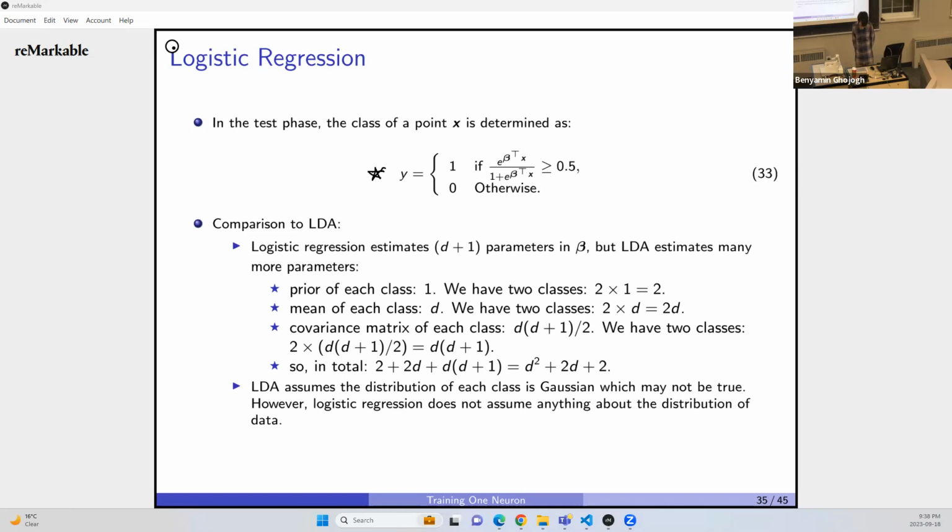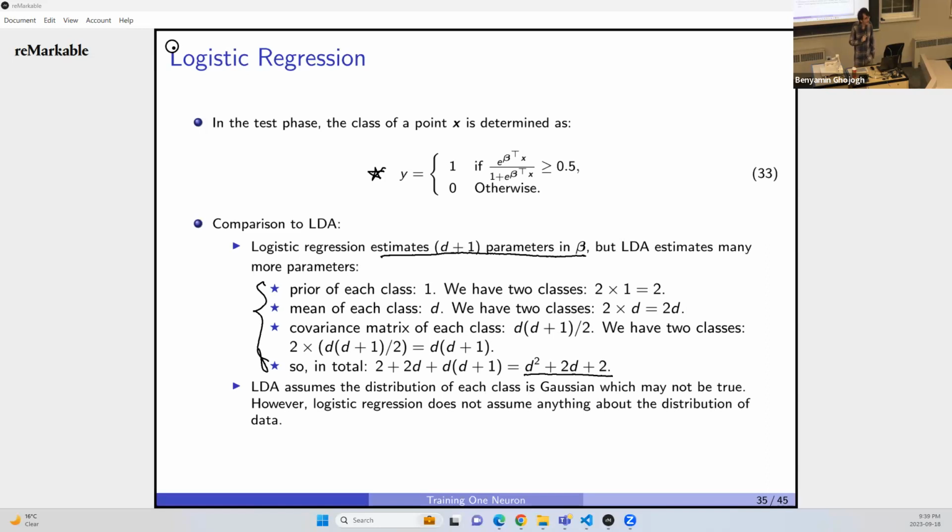Just in comparison to LDA, logistic regression estimates D+1 parameters in beta, okay? Right? Because beta was D+1 dimensional. Agreed? But LDA estimates more parameters. I won't go into the details of this in this course because you don't know what LDA is in this course. But if we calculate the number of parameters which we learn in LDA, it becomes D squared plus 2D plus 2, okay? D is the dimensionality of data. Compare this with D+1. Logistic regression has a much smaller number of parameters to learn.